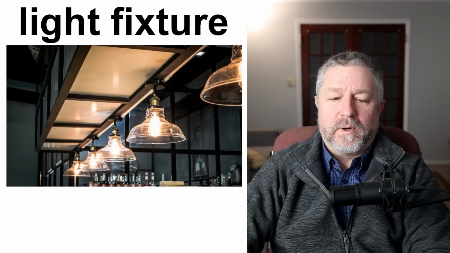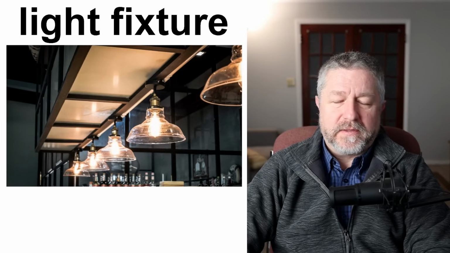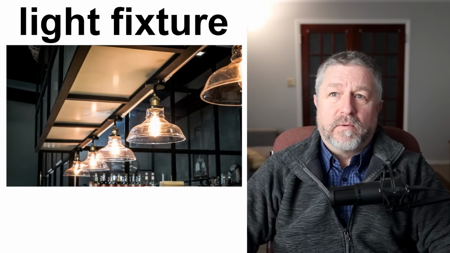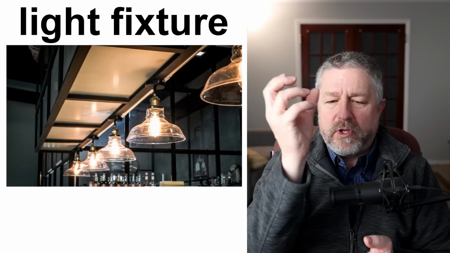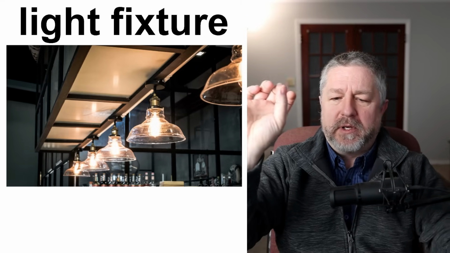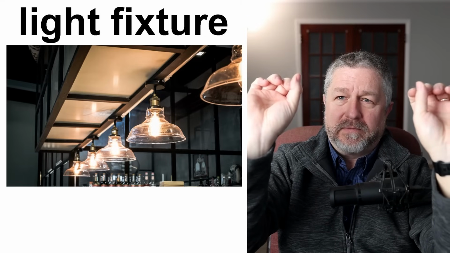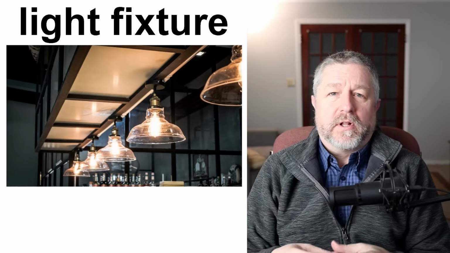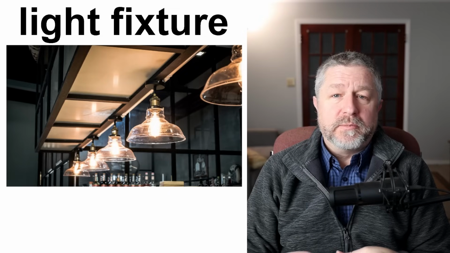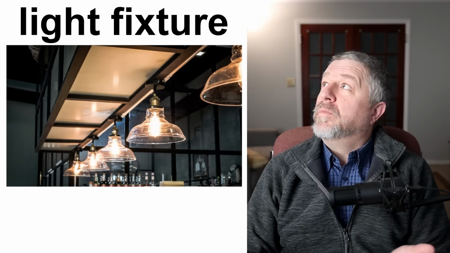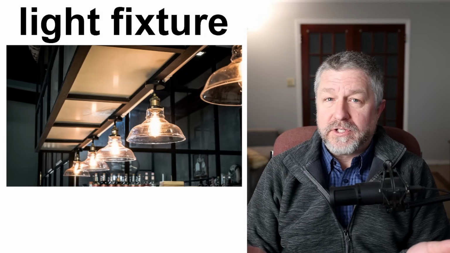And of course, a common one would be a light fixture. This is the general term for whatever is on the ceiling where you would put a light bulb in or put a light, like a fluorescent tube in. We would call it a light fixture. Some rooms don't have light fixtures. The room I'm in doesn't have any light fixtures.